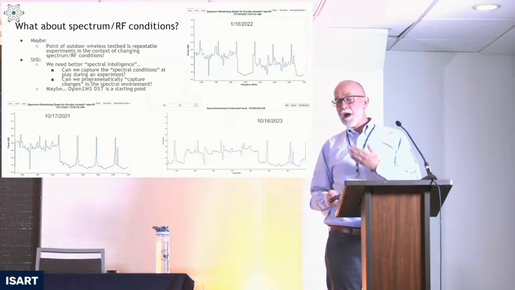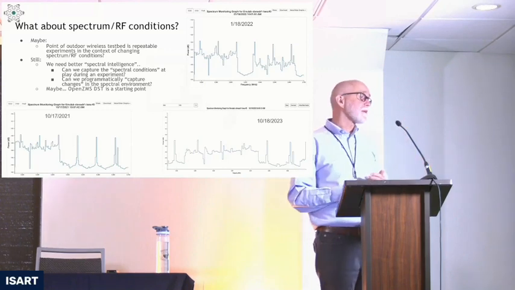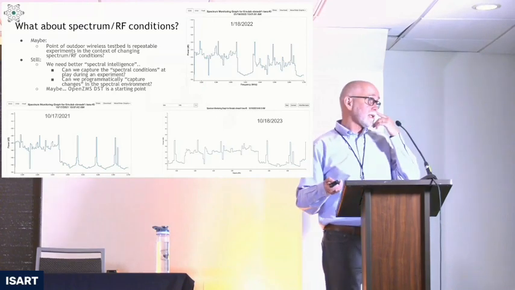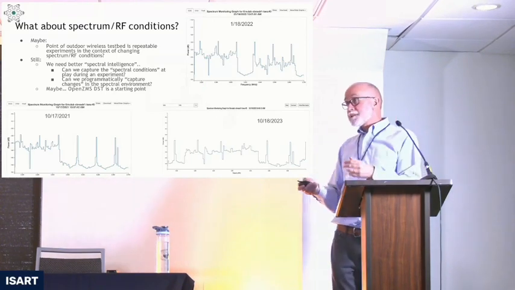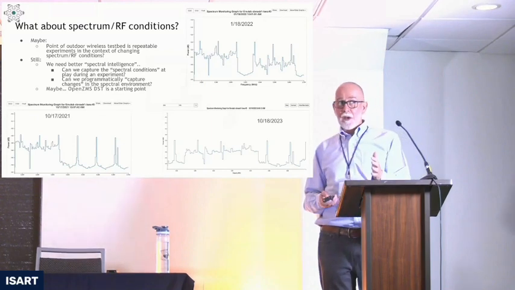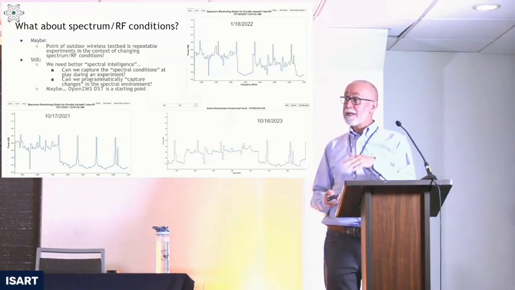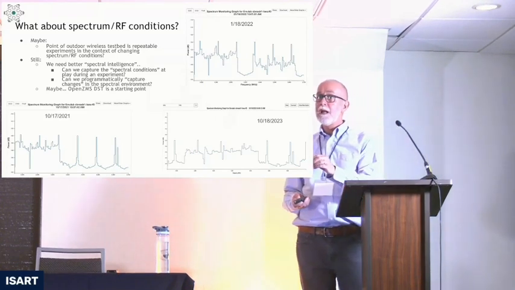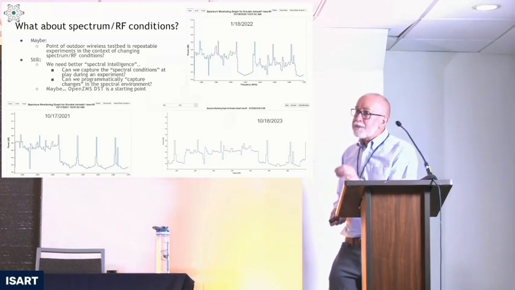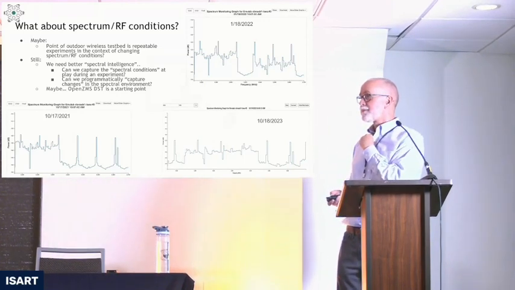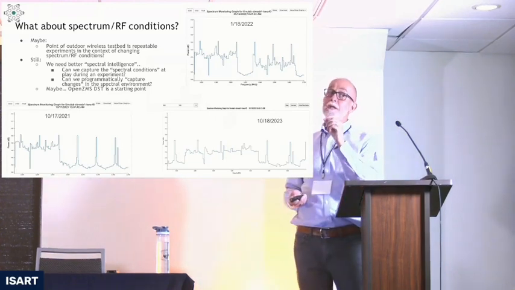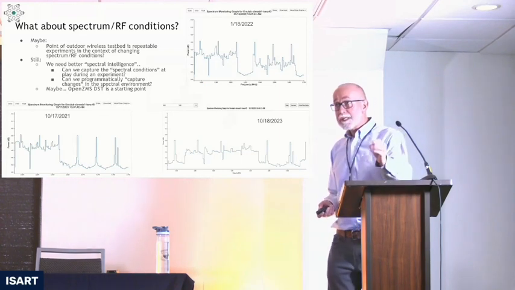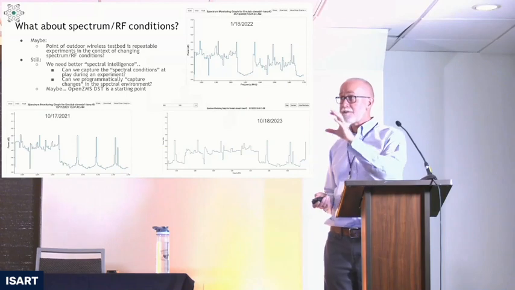What about spectrum and RF conditions? Maybe the argument is the point of a wireless testbed is that you want to repeat the same experiment in different RF conditions. So that'd be my cop-out answer. But in reality, I think we really want to know more about what's going on in that spectrum environment. Can we get to the point where we can capture the spectral conditions, so that we can say, the difference between when you ran this experiment yesterday, or maybe 2 years ago, and now is thus in terms of the wireless conditions.